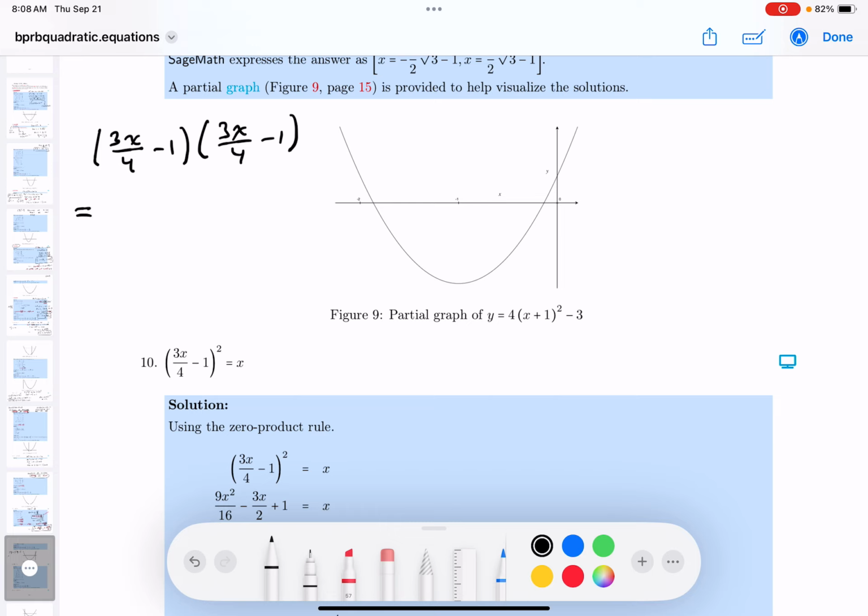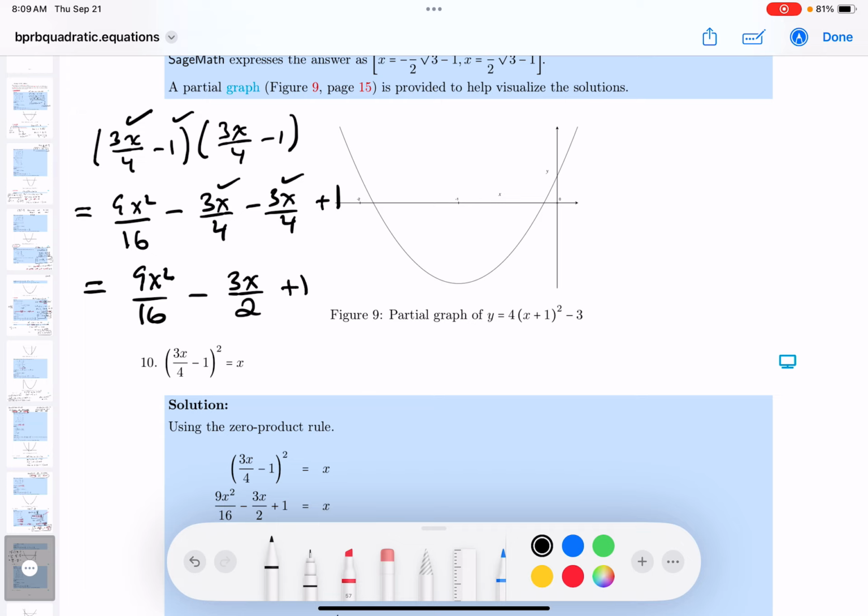And let me multiply that out. What do you get? 9x squared, and 4 times 4 is 16. Then I get minus 3x over 4. I'm distributing that across. Now you distribute the minus 1 across, you get minus 3x over 4, and then plus 1. Let me add it together. What do you get? 9x squared over 16. The two internal terms come together as minus 6x over 4, which would be minus 3x over 2. Then what do you get? You get plus 1. So I'm going to write that down now. You get 9x squared over 16 minus 3x over 2 plus 1 is equal to x.